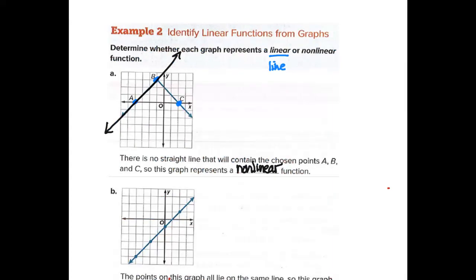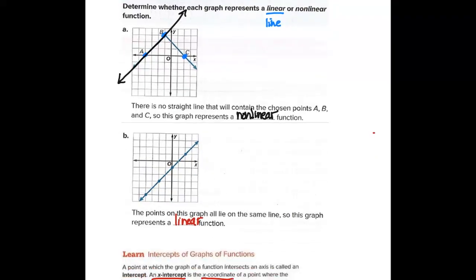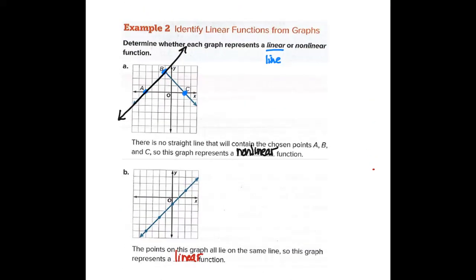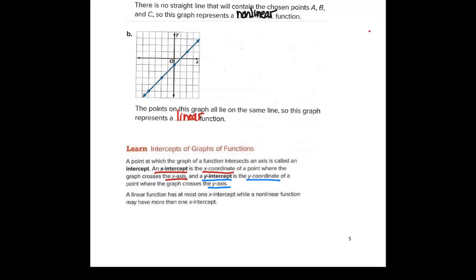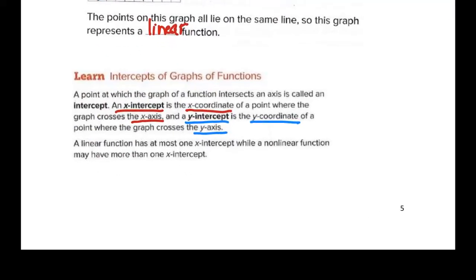Okay, so linear is line. If it looks like a straight line that never ends, it has no bends, then it is linear. If you have something that has a break in it or is curved, that is not a straight line, obviously, that is nonlinear. Then we started talking about intercepts.